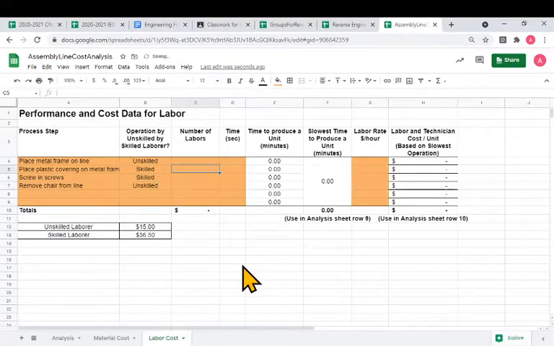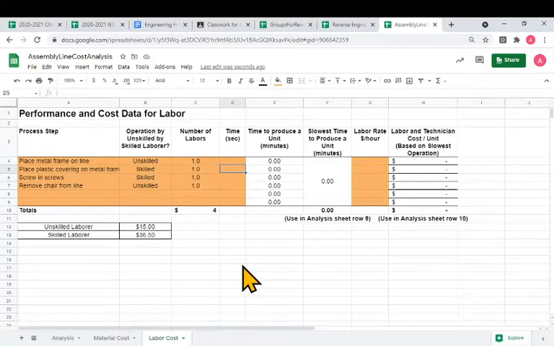Okay. Then we talk about the number of laborers for each. We'll do maybe one laborer for each. Okay. If you're having the same laborer perform two different tasks, you don't have to put the labor down for that specific process step, but we're going to assume that we do have a laborer for each task.